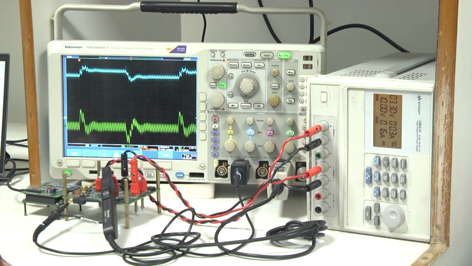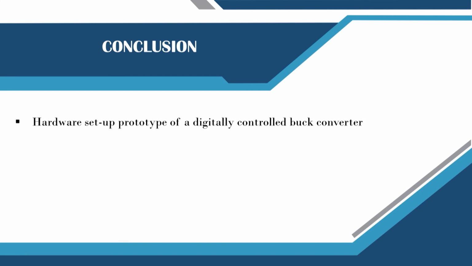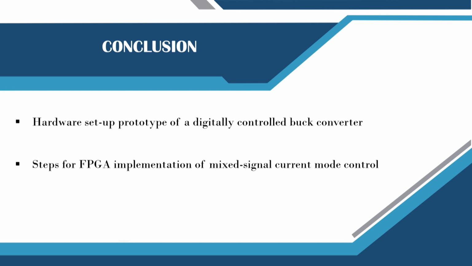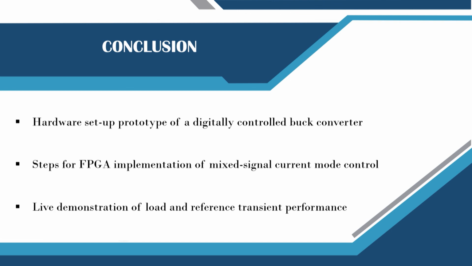Now, we are going back to our class. Just now we have completed the live demo of the mixed signal current mode control, where we have discussed the hardware setup, the prototype of a digitally controlled converter. We have demonstrated the steps for FPGA implementation through a live demonstration, and we have seen the load and reference transient performance. That is it for today. Thank you very much.